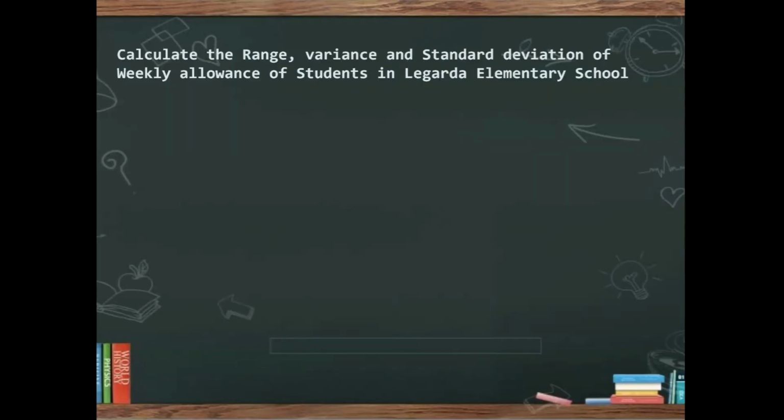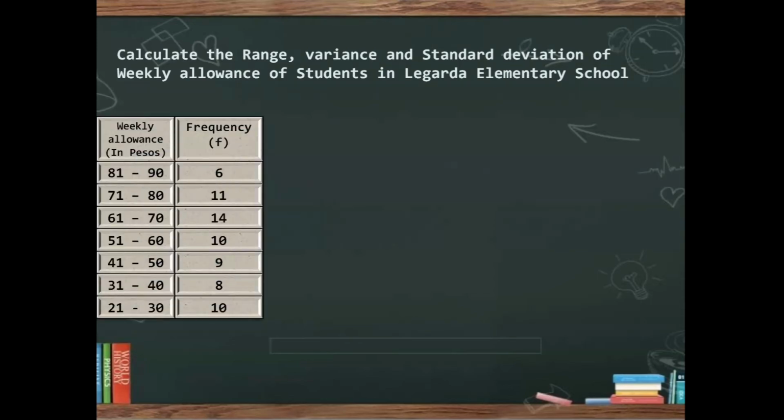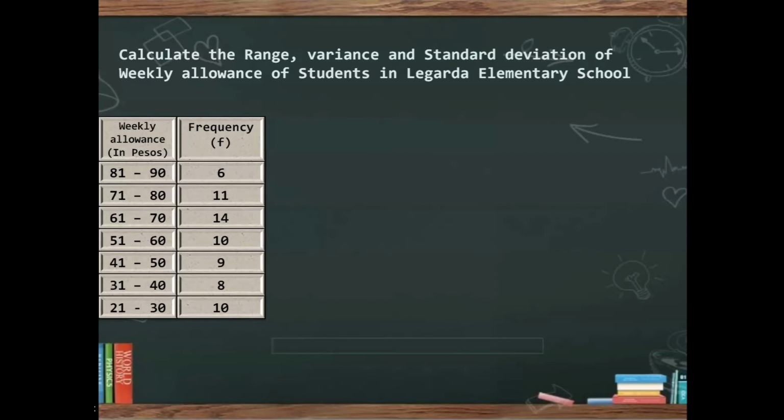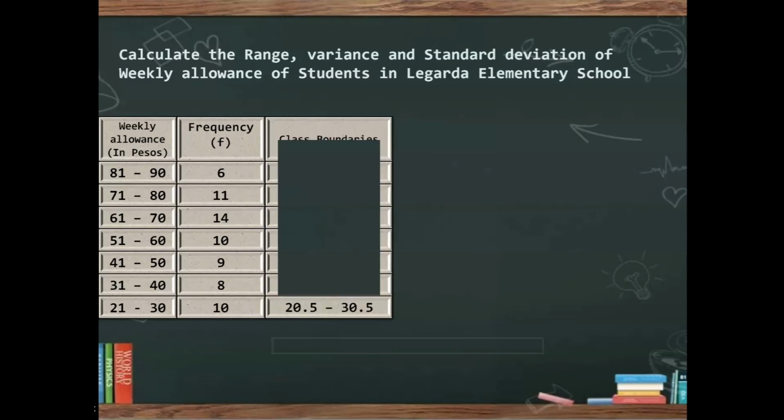Calculate the range, variance, and standard deviation of the weekly allowance of students in Legarda Elementary School. Make a column for weekly allowance in pesos and frequency. In weekly allowance in pesos, we have 81 to 90, 71 to 80, 61 to 70, 51 to 60, 41 to 50, 31 to 40, 21 to 30. And in frequency, we have 6, 11, 14, 10, 9, 8, 10. Then, make a column for class boundaries.